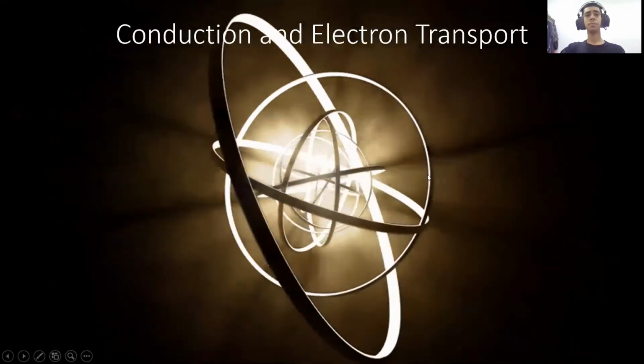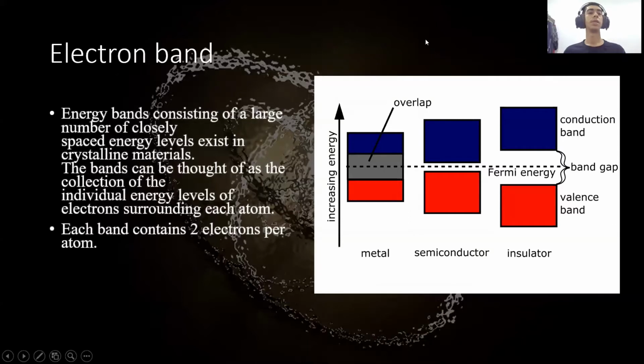Next slide. Okay, so what's an electron band? An electron band is a band that surrounds an atom, and it consists of a large number of electrons. Some of them are excited and some of them are not excited, so they are not ready for transport. Only the electrons on the outer bands, if it's filled or if there's only one electron, that band is excited and ready for transport of electrons.